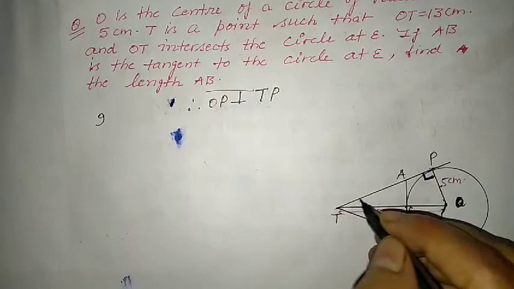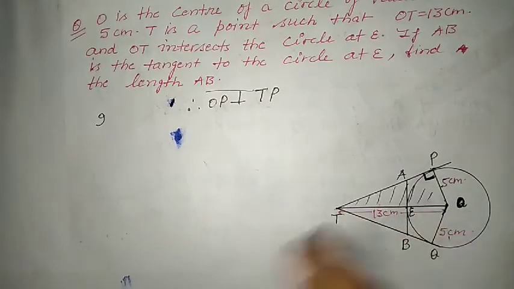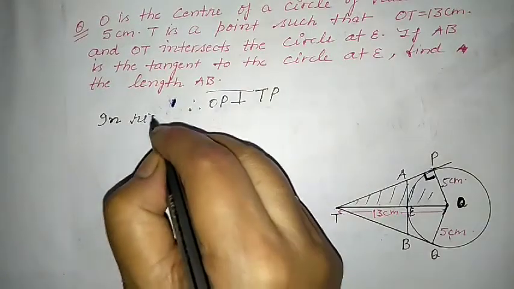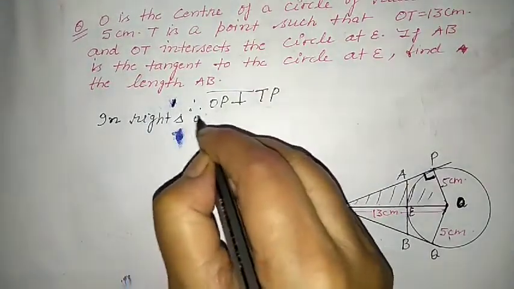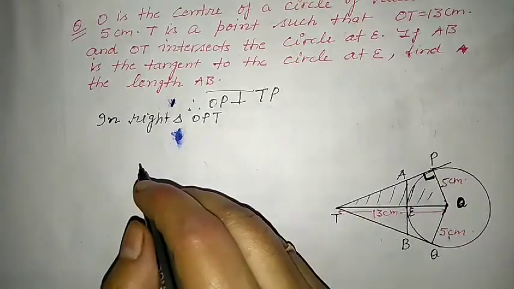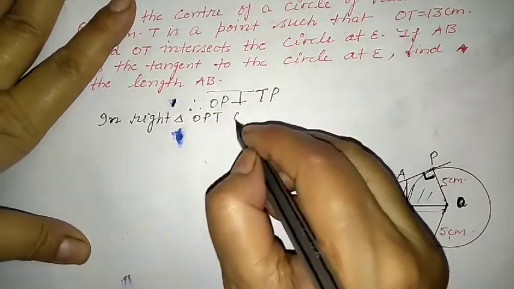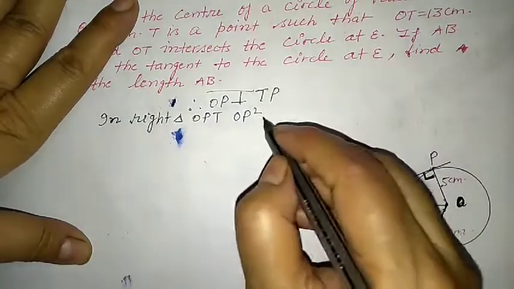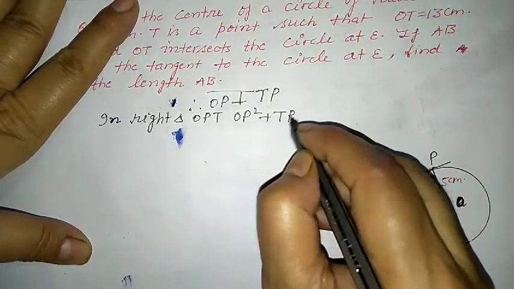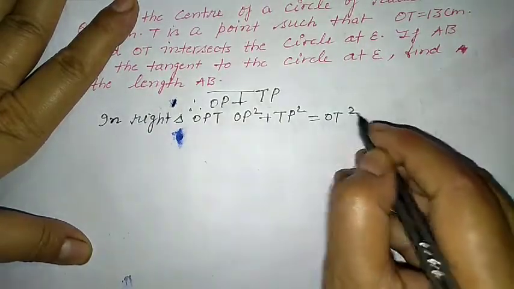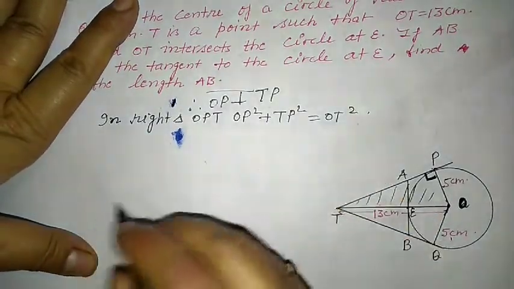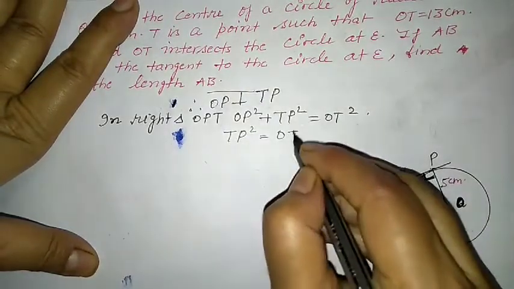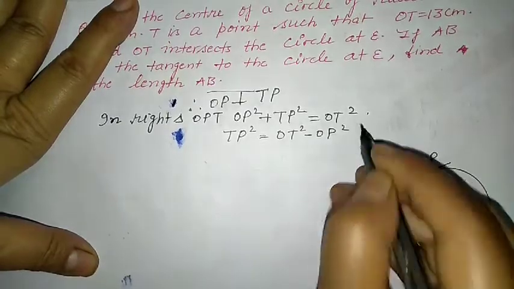90. So this triangle becomes a right triangle. So in right triangle OPT, we will apply the Pythagoras theorem. That is OP square plus TP square is equal to OT square. So we will find TP here. TP square is equal to OT square minus OP square.